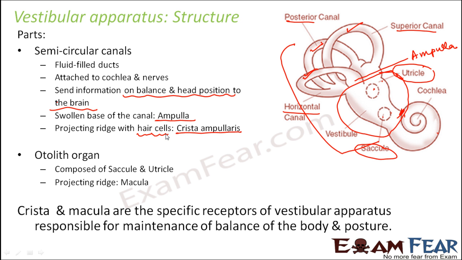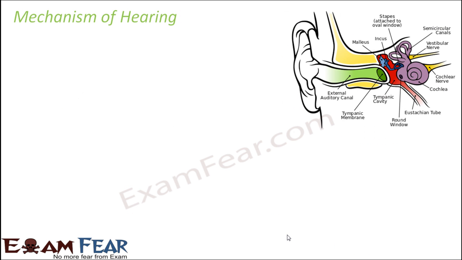Basically the hair cells act as the receptors. In the case of the cochlea, the receptors were the hair cells present in the organ of Corti. In the case of the vestibular apparatus, the hair cells present in the crista and the hair cells present in the macula act as receptors of the vestibular apparatus, which help to maintain the balance of the body and posture. That is how the inner ear helps, because all parts of the inner ear contain the receptors, which in turn perform the most important function of the ear.